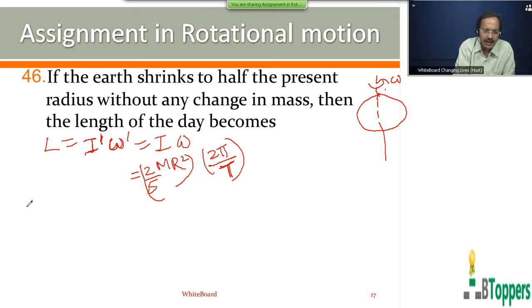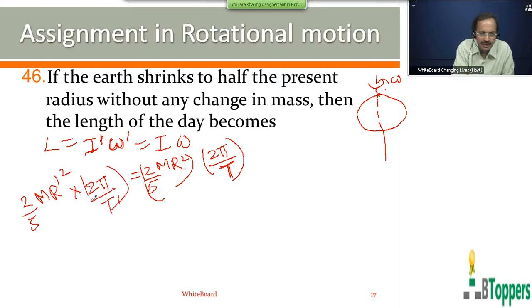So the moment of inertia of the earth in the second case you can write as 2 by 5 m into r dash square. R dash is the new radius of the earth. M is the mass of the earth, which does not change. Omega dash you can write as 2 pi by T dash. T dash is the new time period of rotation of the earth, or the new length of the day.